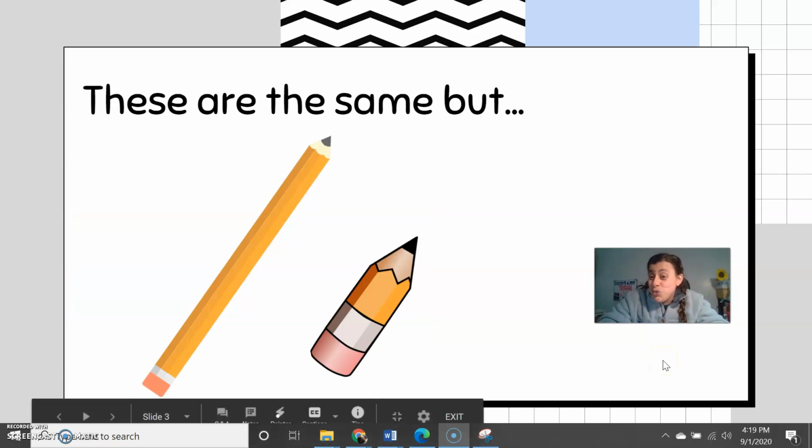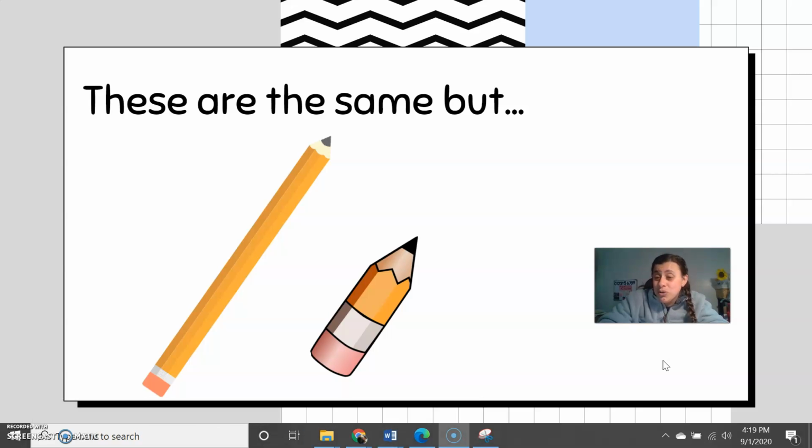On your screen, you see an object that you might use for school. Do you know what this object is? You got it. It's a pencil. We all use pencils to help us write. Let's talk about how else they are the same. We know that they're both pencils. Your teacher is going to pause the video and talk about how these are the same. You might have said these are the same because they're the same color. You might have said these are the same because they both have a pointed tip.